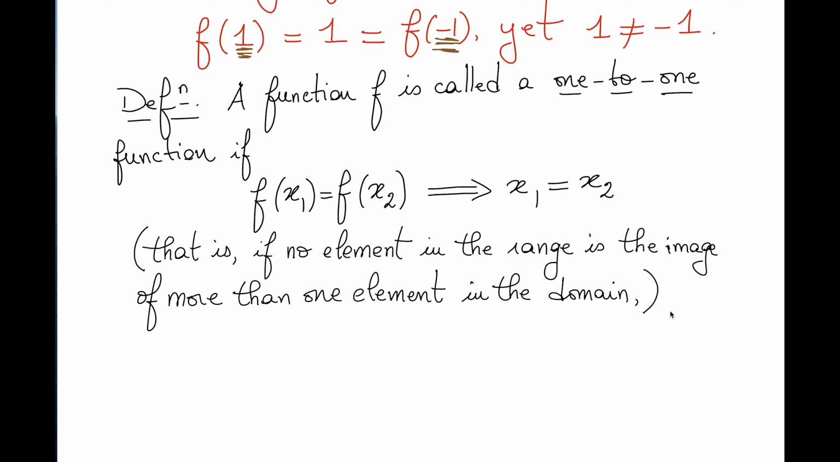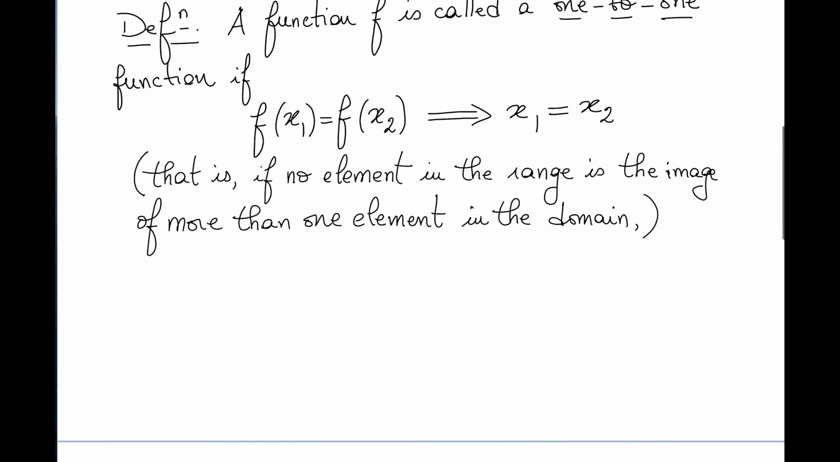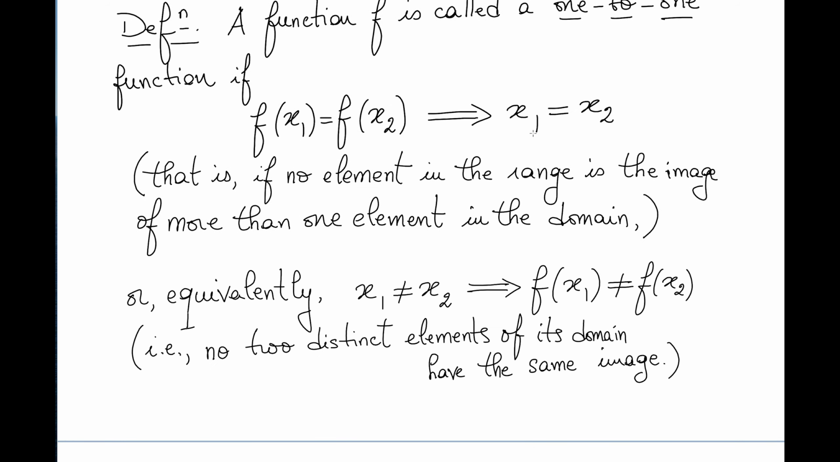Equivalently, this implication also means the failure of this has to force the failure of this. That is to say, if x1 and x2 are not the same, the two images must not be the same as well. And if you want to verbalize it, this means no two distinct elements of the domain of the function have the same image. Let's take an example.